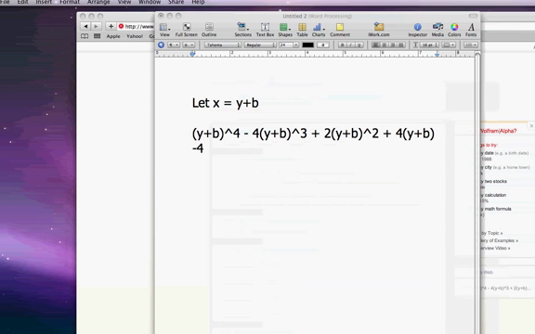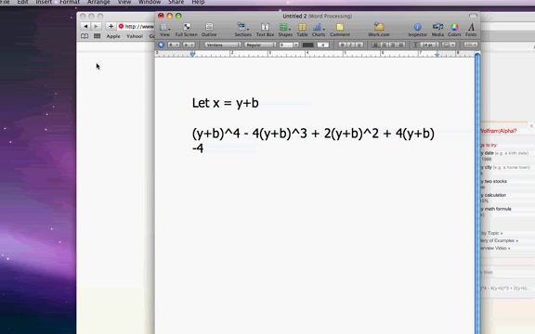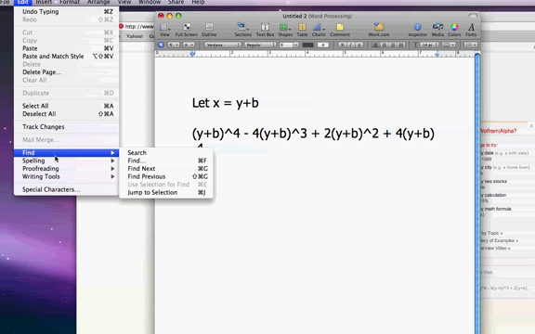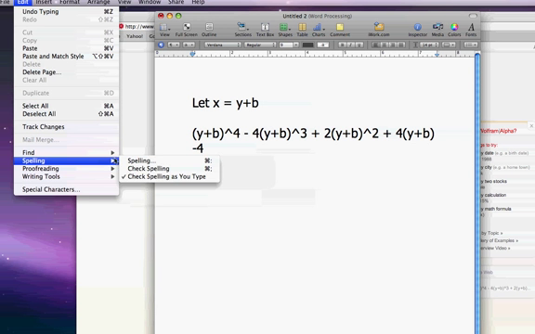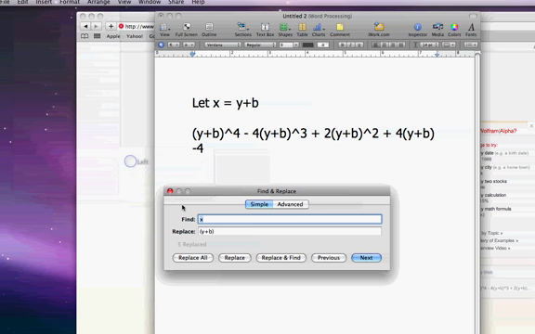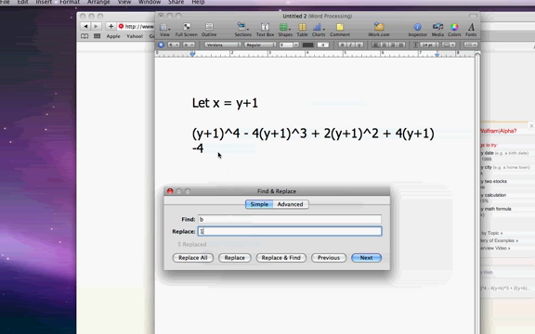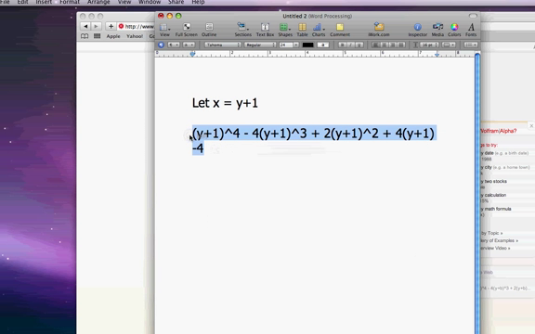And this is easy to do. We'll go back to the word processor, go to edit, go to find, and we're going to replace b by 1. Now we can do this because there are no loose b's in the expression right now. So let's hit replace all. We're going to copy this.